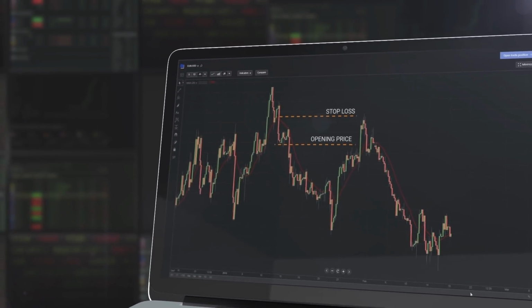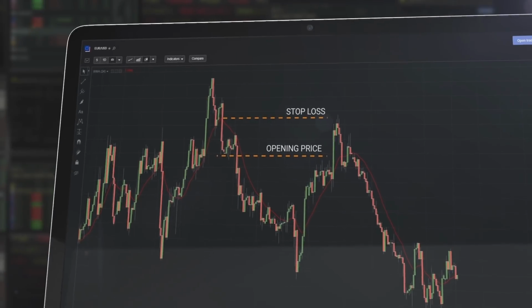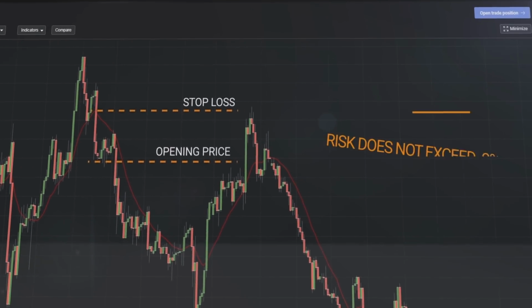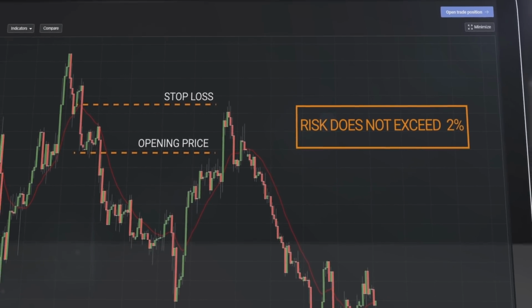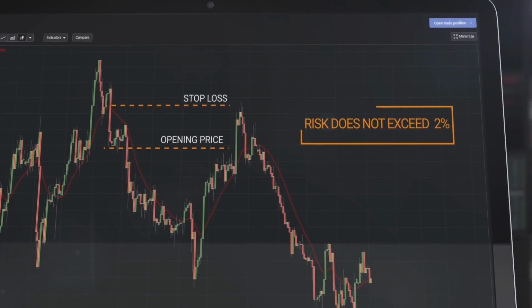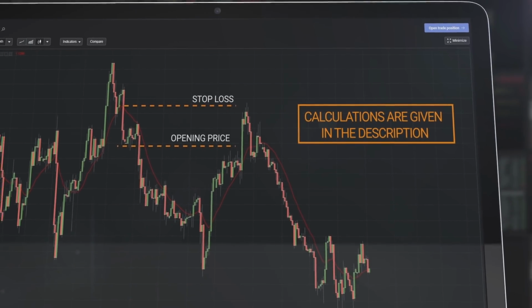You can determine the risk calculations yourself based on your preferences, but we recommend that you assume a risk of not more than 2% of the deal from your deposit. If you're having trouble performing these calculations, then the trading system description contains an example of a detailed calculation of this parameter.